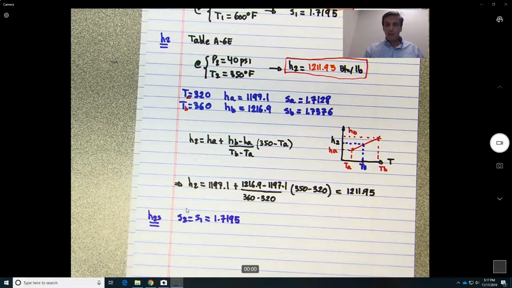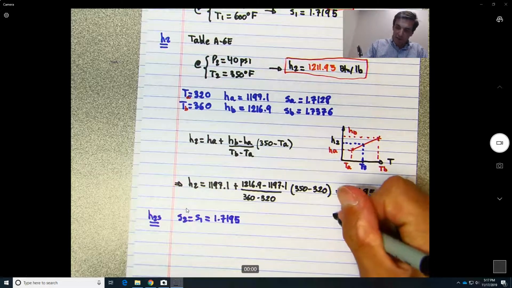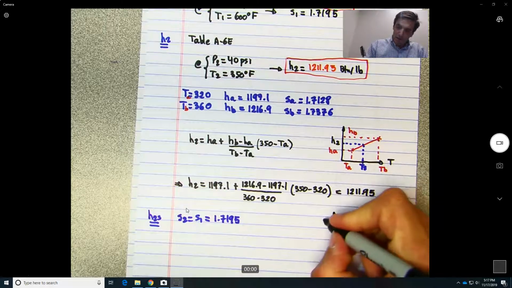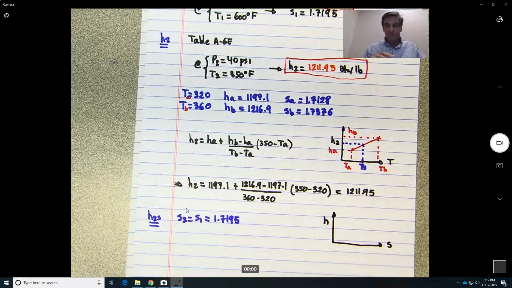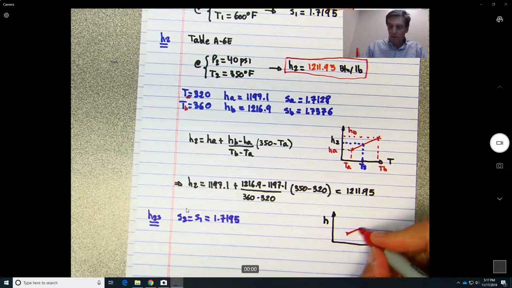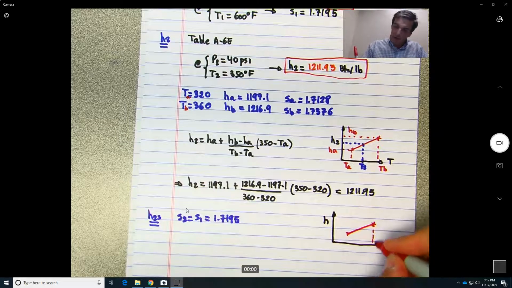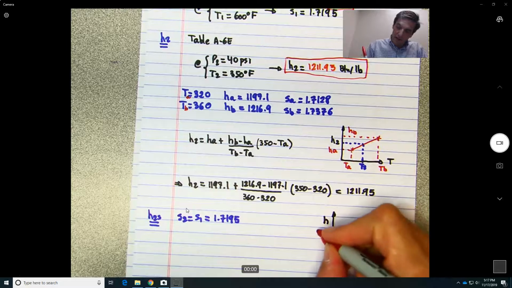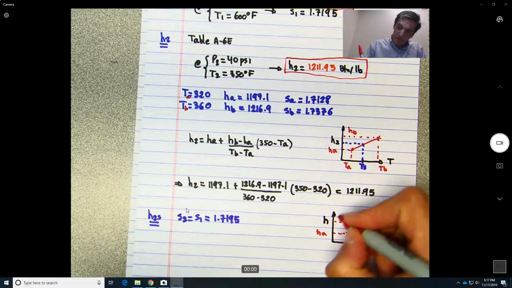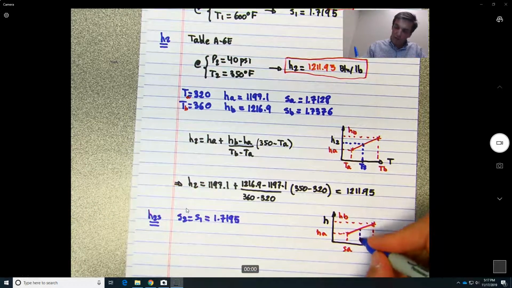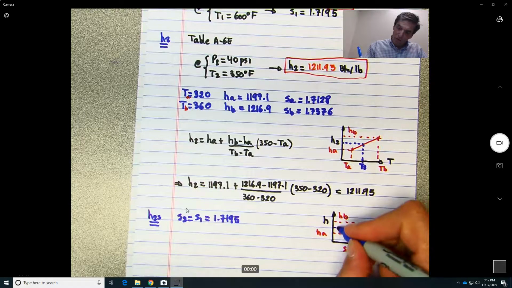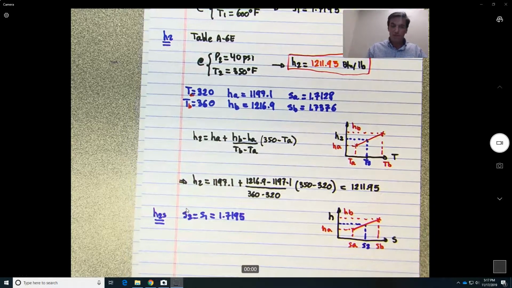interpolate, the same thing we did over here, but this time we'll have H over here and S over here. So let's see if I do the figure. This will be S sub B, this will be S sub A, this will be H sub A, this will be H sub B, and here we know the value of S2, so we can find H2S.